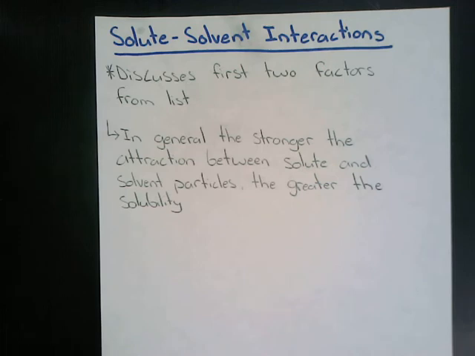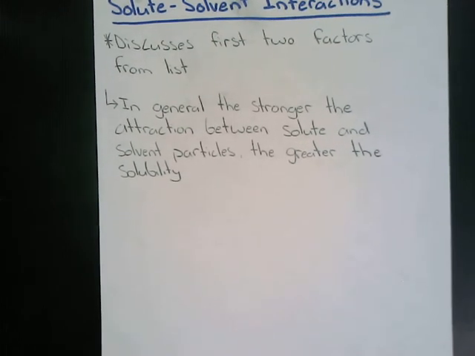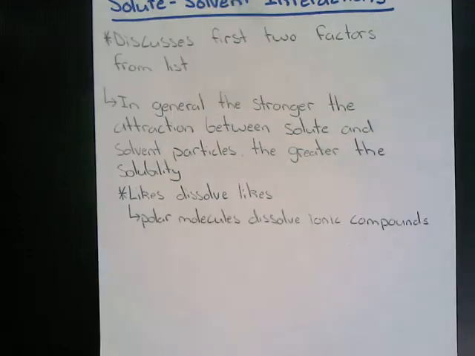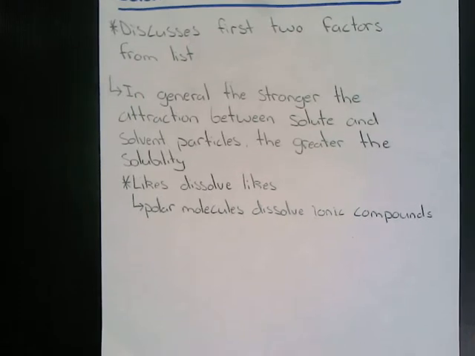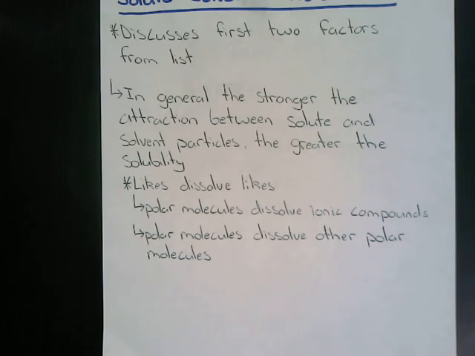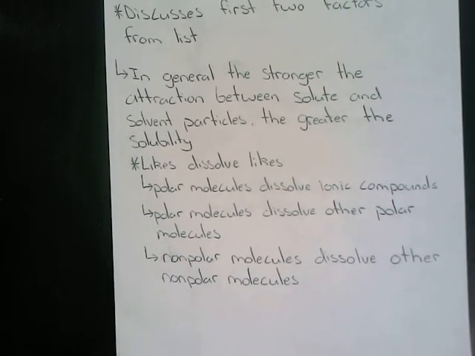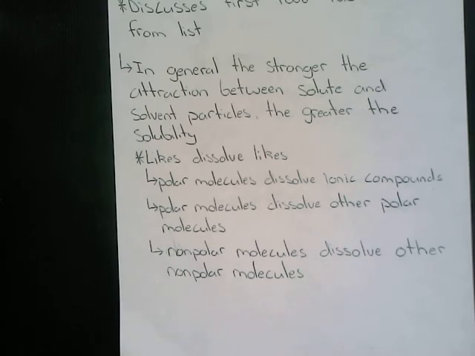Now, this statement can be added to by saying likes dissolve likes. So what I mean by this statement of likes dissolve likes is that polar molecules can dissolve ions, polar molecules can dissolve other polar molecules, and nonpolar molecules dissolve other nonpolar molecules. So again, with this statement here of likes dissolve likes, it really makes a very important note that we have to be aware of those solute particles and what they consist of.